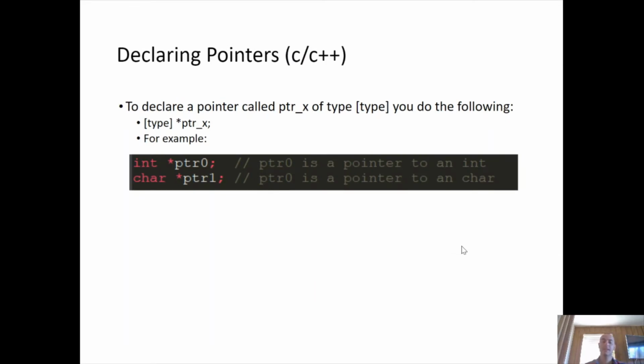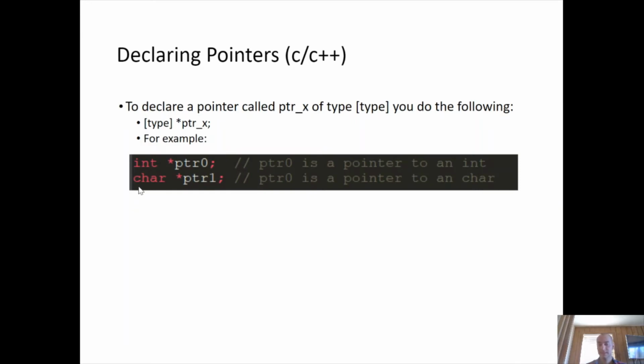Let's look at C and C++ and how pointers are used. This is the syntax in C and C++. You have an integer or a character, that's the type that you have. And you have this star, and you have the name of your variable. I'm telling you how it works. Basically, this one is creating a pointer to an integer. This one is creating a pointer to a character.